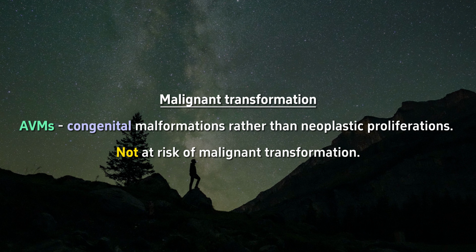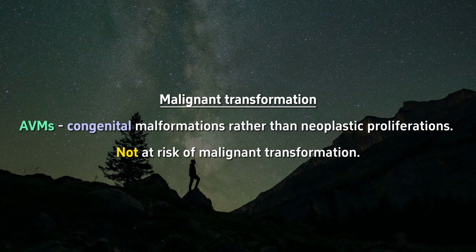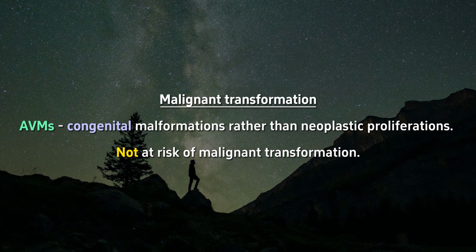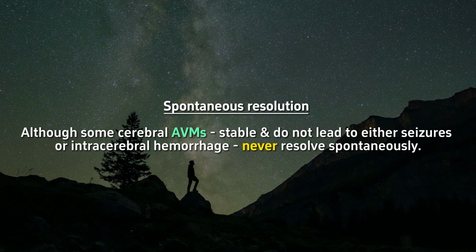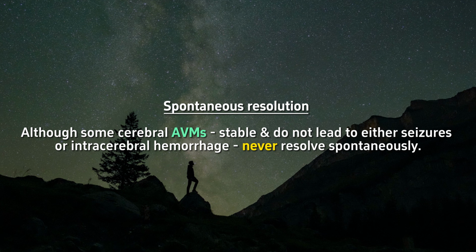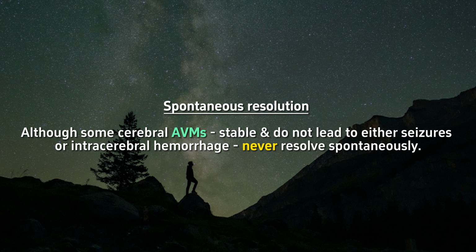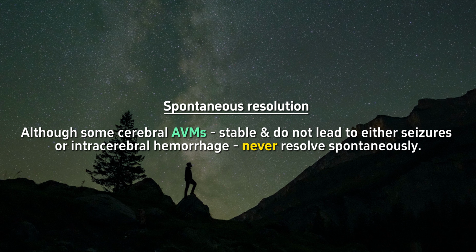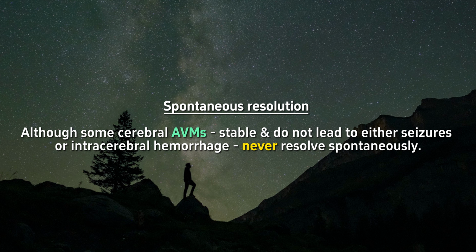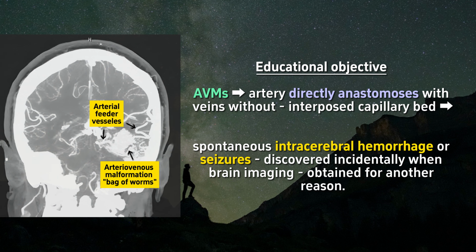Choice C. Arteriovenous malformations are congenital malformations rather than neoplastic proliferations. Therefore, they are not at risk of malignant transformation. Choice E. Although some cerebral arteriovenous malformations are stable and do not lead to either seizures or intracerebral hemorrhage, they never resolve spontaneously.